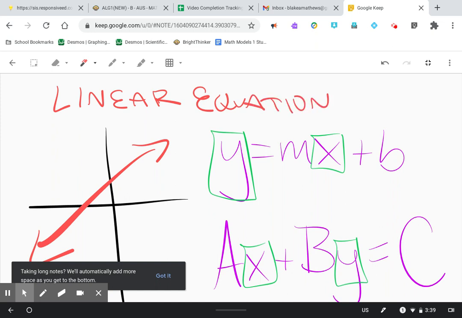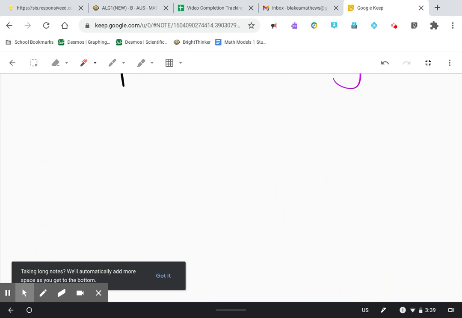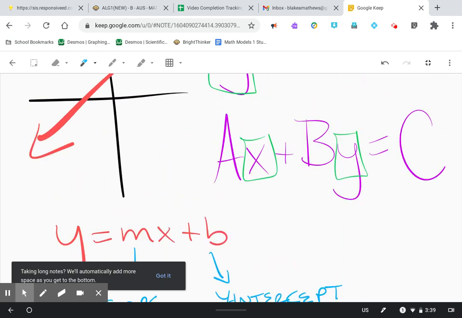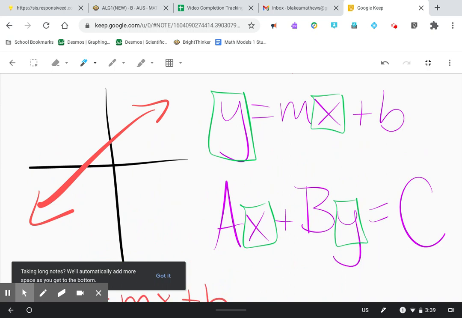So that should be familiar to you. So for instance, with the slope-intercept form, which is this form, we learned that in this we have what we call the slope and the y-intercept. And we use those values to graph the line. And the line we graphed on the coordinate plane.